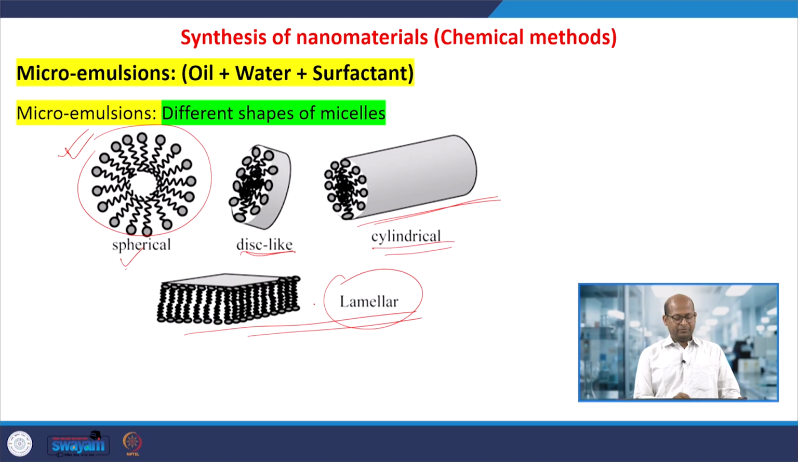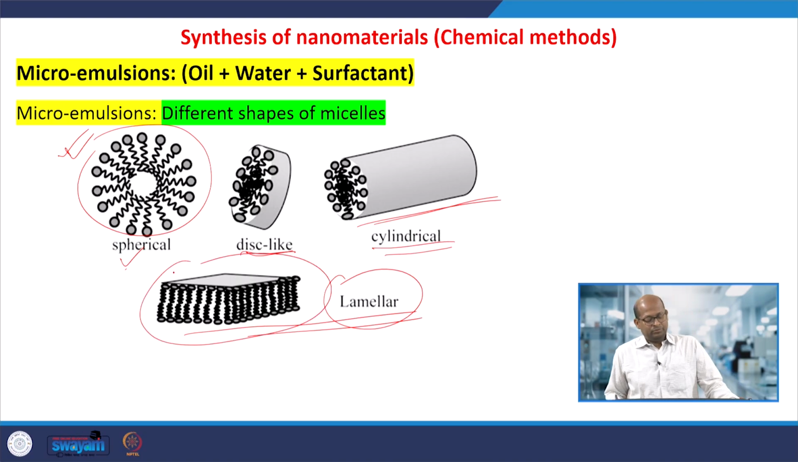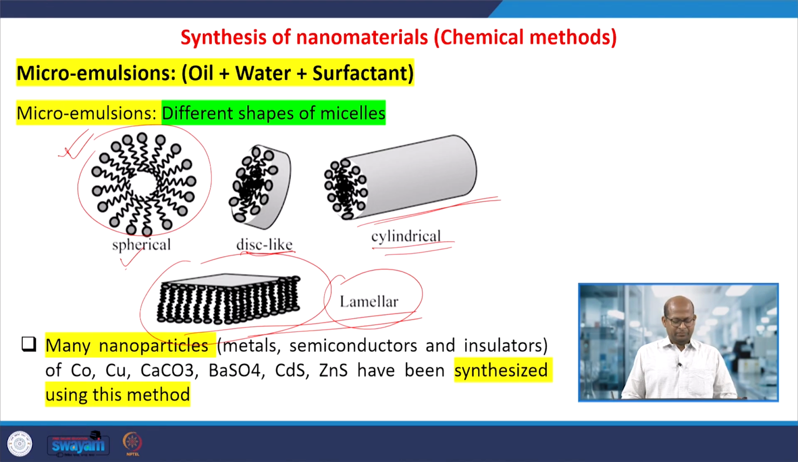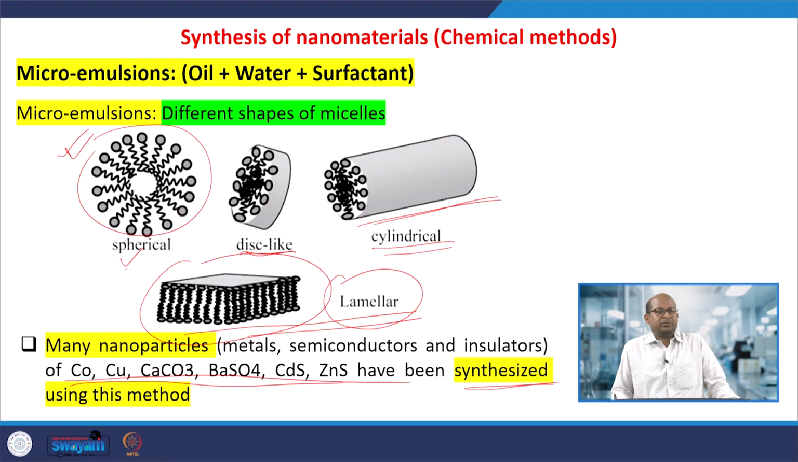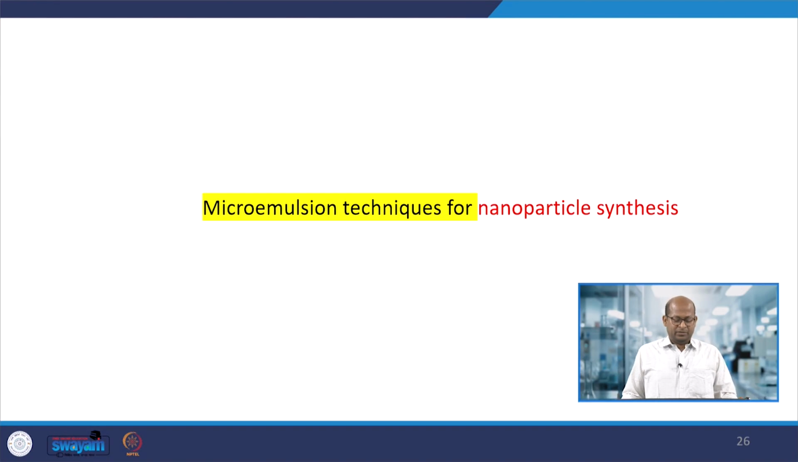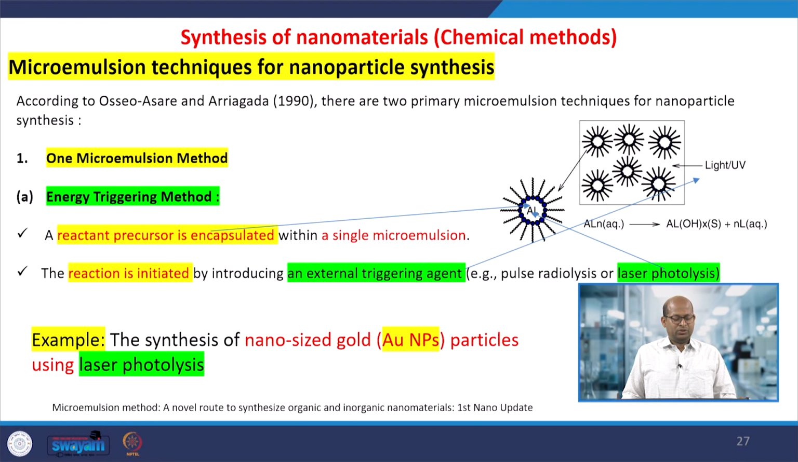And this is the lamellar type. So various shapes of micelles can be formed depending on the materials, that is, the surfactants, oils and waters that we have taken. Using these microemulsions we can prepare many materials, such as cobalt, copper, calcium carbonate and barium sulfate, or any metal oxides, which we can synthesize in the nano range using this technique. Here I will show one or two examples.